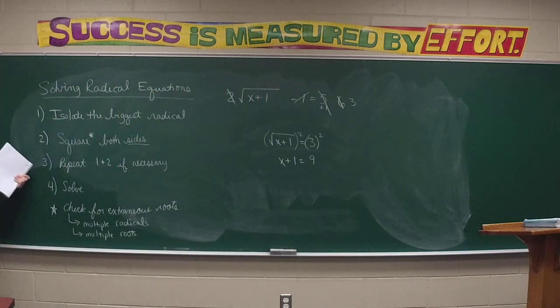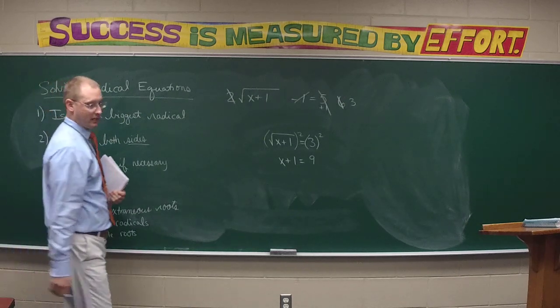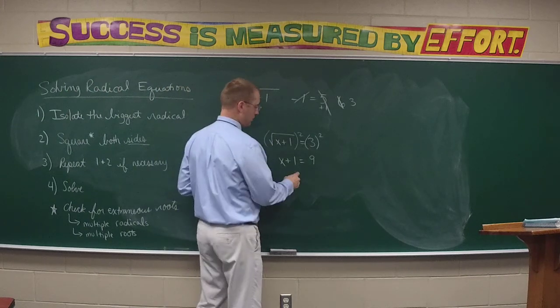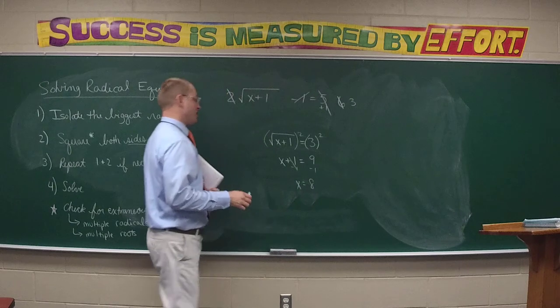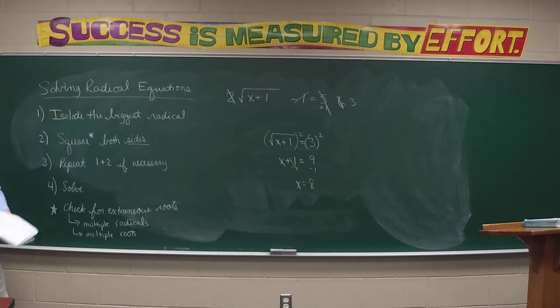Do I need to repeat? No, there's no radicals left. So I go to step 4, which is solve, which is one easy step here. All I need to do now is subtract 1, and that's going to give me x is equal to 8. I don't have multiple answers. I did not start with multiple radicals. I probably don't need to check, but it wouldn't hurt to check either.